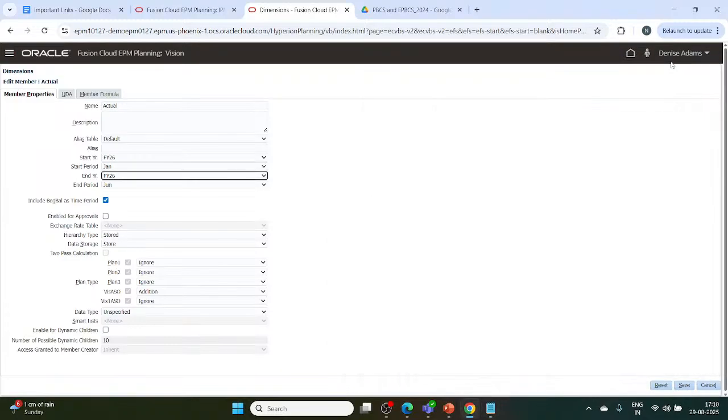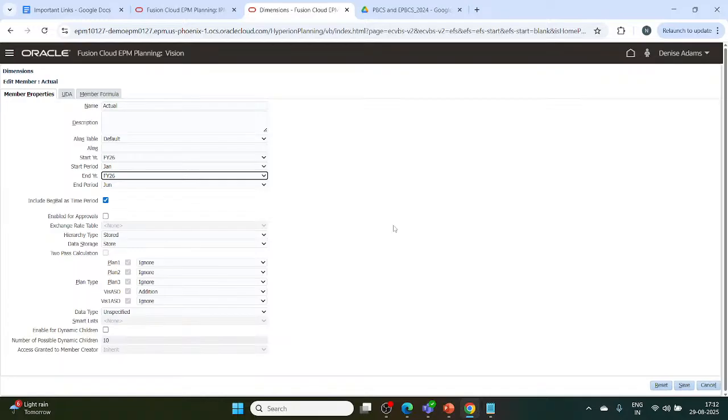So now I will discuss enable for approval. What is the actual meaning of enable for approval? Enable for approval decides whether a scenario can be used in the approval process in PBCS. If we tick mark enable for approval, then it will go for final submission, review and approve. But if we do not enable it, then the planner can still enter data, but it will not go for the approval.